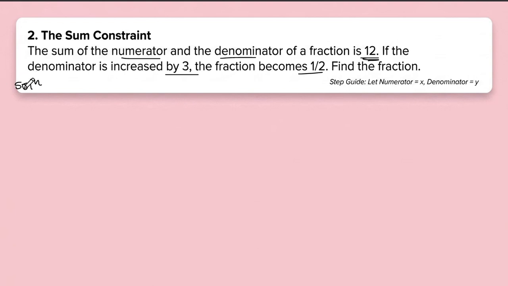Let's consider the numerator is x. So the first step is, let the numerator be x and the denominator be y. So look at the first condition. What is given? The sum. Sum means addition, so plus. Sum of what? Numerator. So what is the numerator? x. And the denominator is y. So the sum of x and y is equal to 12.